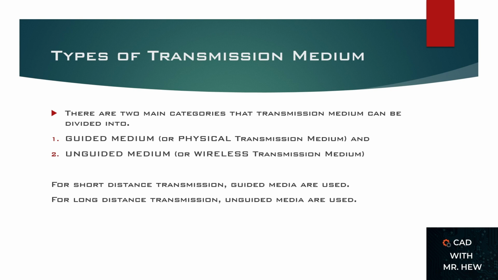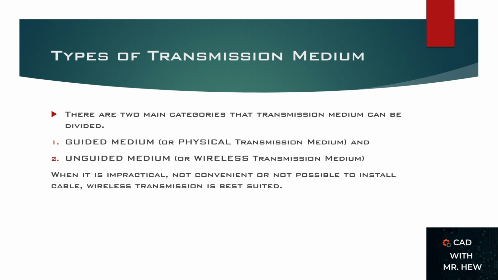Types of transmission medium. There are two main categories that transmission medium can be divided into. The first one is guided medium, which is also known as a physical transmission medium. And secondly, we have the unguided medium, which is also known as a wireless transmission medium. For short distance transmission of data, guided media are used. For long distance transmission of data, unguided media are used.